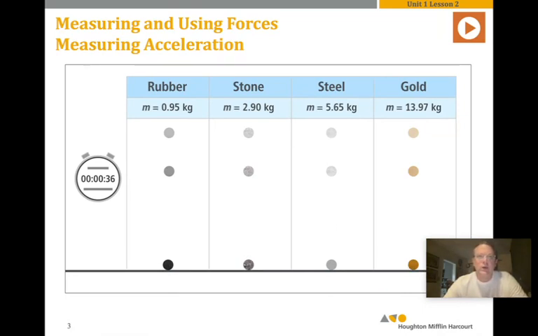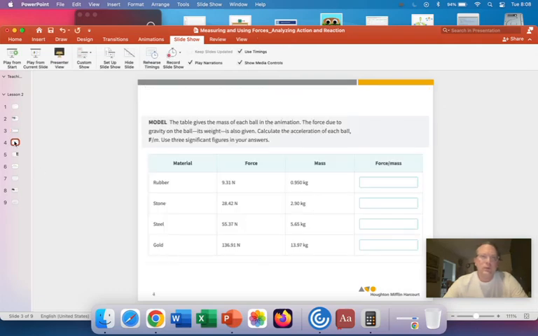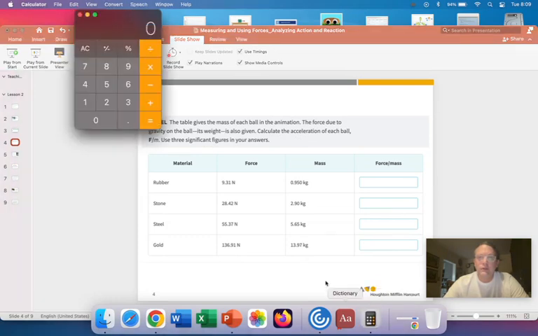Alright, so now let's use a model to give the mass. The table gives the mass of each ball right here. The force due to gravity on the ball, its weight, is also given. So if a mass is less, then the force generated by gravity is also less. So let's calculate the acceleration of each ball using the force.